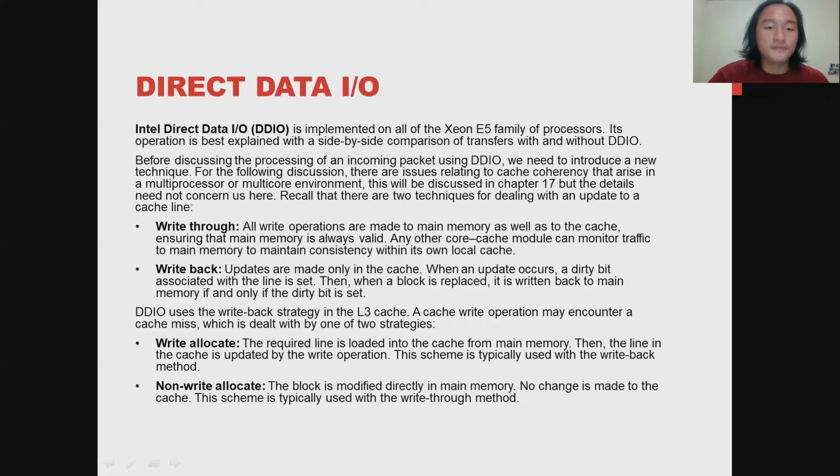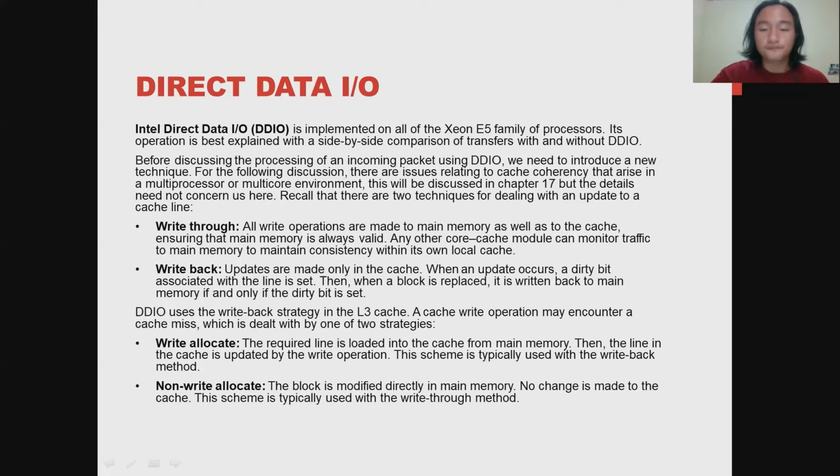Write-back updates are made only in the cache. When an update occurs, a dirty bit associated with the line is set. Then, when a block is replaced, it is written back to main memory if and only if the dirty bit is set. DDIO uses the write-back strategy in the L3 cache.